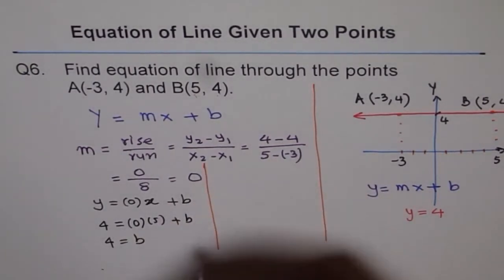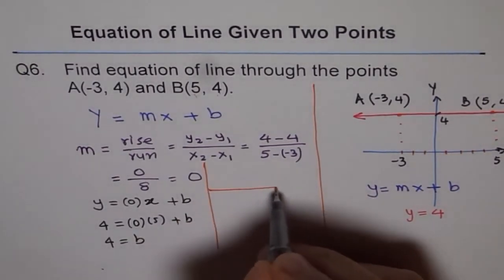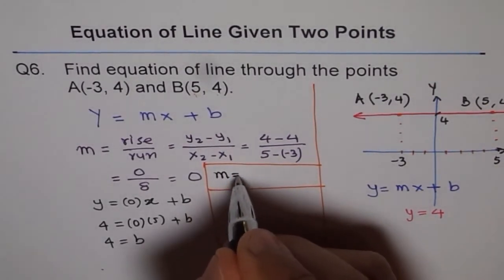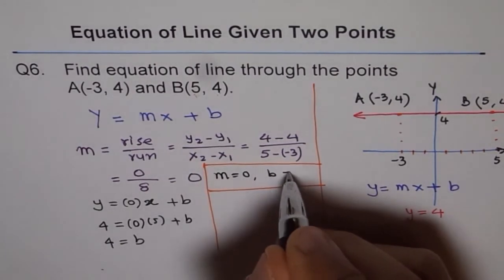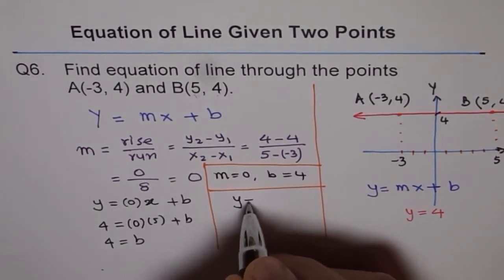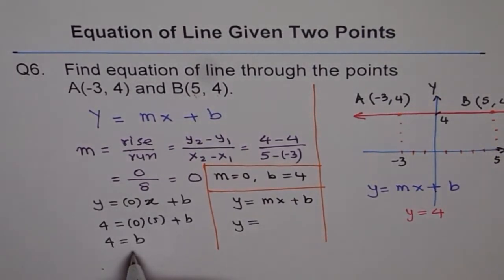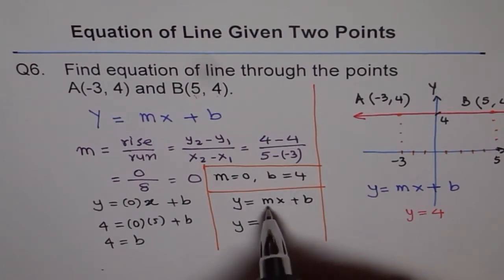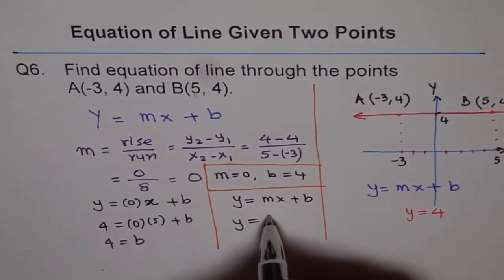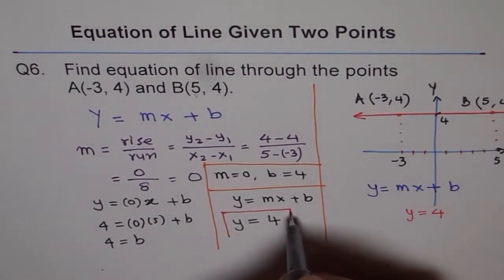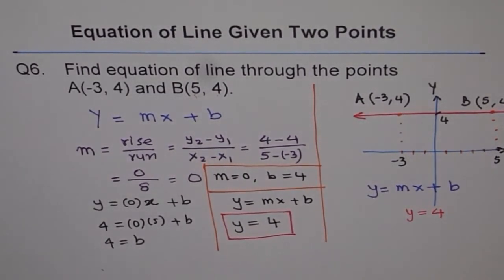We know the slope, and we also know the y-intercept. Let's write down what we know. So we know that slope m equals 0 and y-intercept b equals 4. Therefore, the equation y equals mx plus b can be written as y equals 0x plus b, where we need not write the 0, just 4. So y equals the number 4, right? So that is the equation of our line in the form y equals mx plus b for a horizontal line. Do you see?